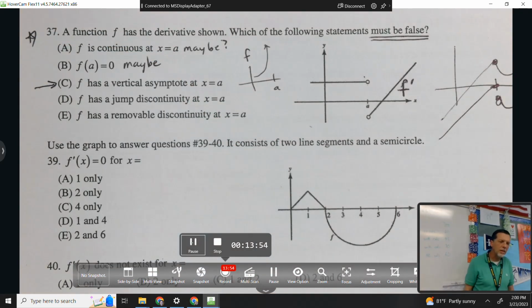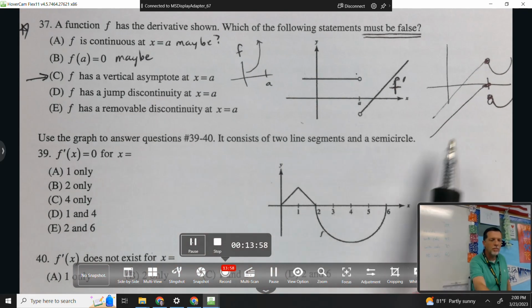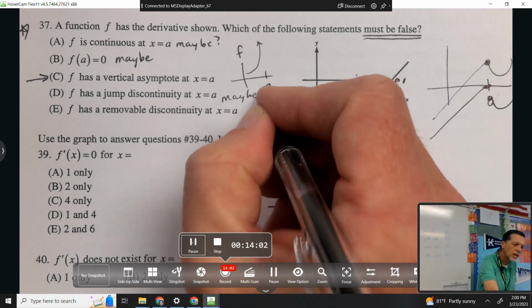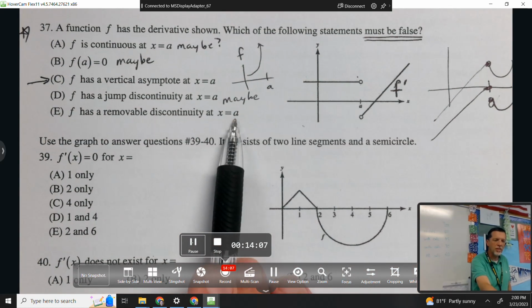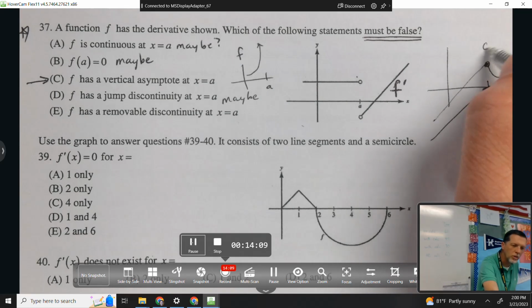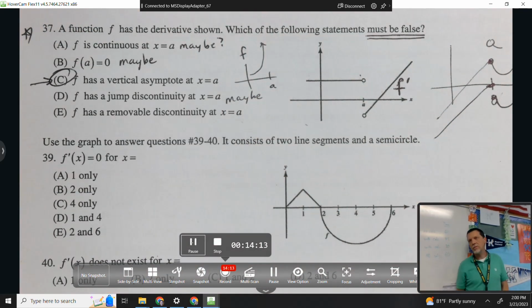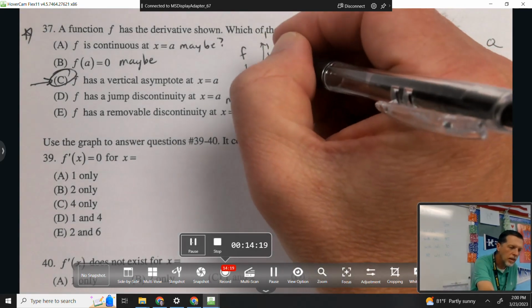Let's keep going though. F has a jump discontinuity. Well, maybe, maybe not. Who knows? F has a removable discontinuity. Removable just means there's a hole there. So, maybe there's a hole, but maybe there's not a hole. There's definitely not a vertical asymptote because our slope would be getting much steeper if there was a vertical asymptote.